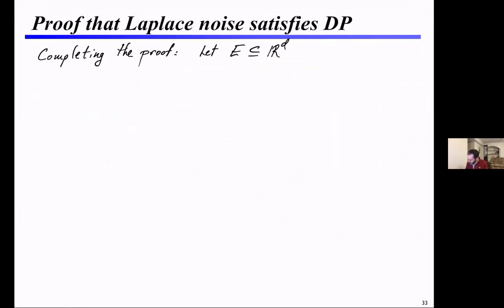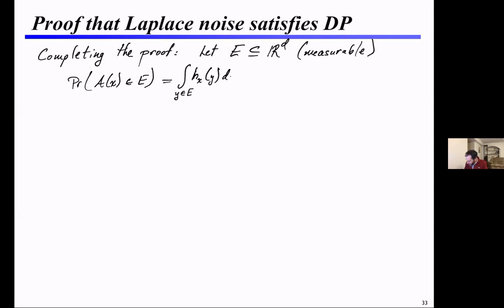Some subset of R to the D, and it has to be a measurable set for its probability to make sense, but we're not going to worry about that. Let's just assume it is, and we're not going to define measurability too carefully. So now the probability that A of x lies in E is exactly equal to the integral over all the possible vectors y in E of the density h sub x evaluated at y. Just to be clear, we're working with vectors, so these are all vectors.